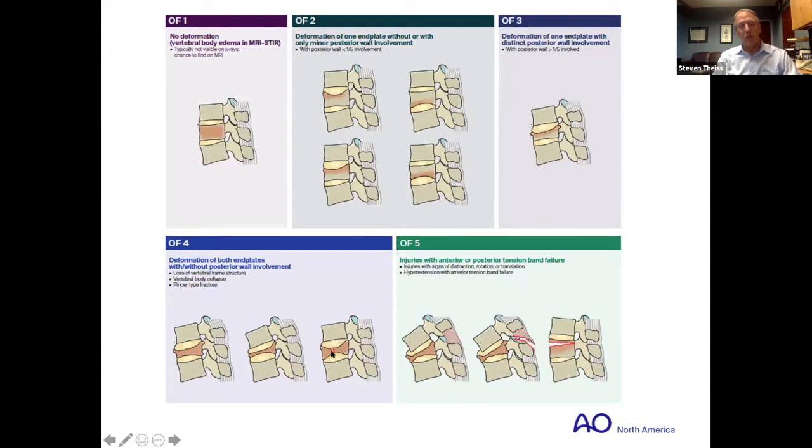I'm not sure you can see my pointer, but when there's actually a coronal split in the vertebral body, it's very susceptible to non-union, and disc material or soft tissue can get trapped in there. And then finally, the most severe osteoporotic type fracture is this OF5, where now there's a failure of the tension band, whether it be an extension injury with failure of the anterior tension band or a flexion distraction type injury with failure of the posterior tension band. But now, particularly with the decreased support of the vertebral body, they're very, very prone to kyphosis.